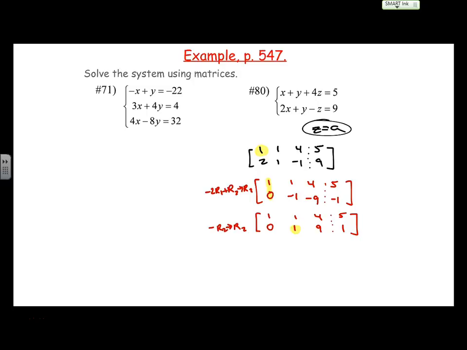Now, I need a 0 up top, yeah? How do I do a 0? Yeah. I take the row with my leading coefficient, multiply him by the opposite coefficient, which would be negative, add it to row 1, into row 1. Second row stays the same.